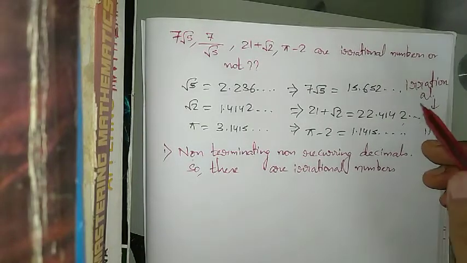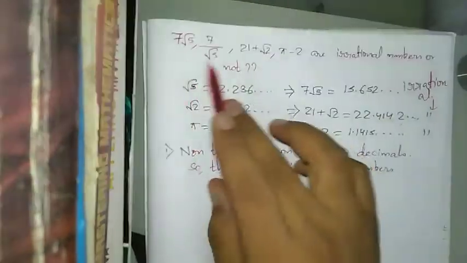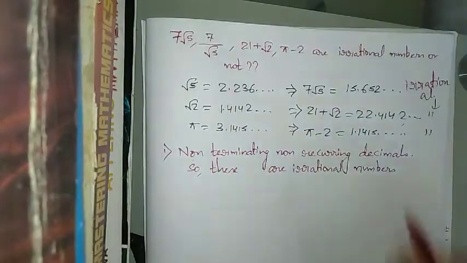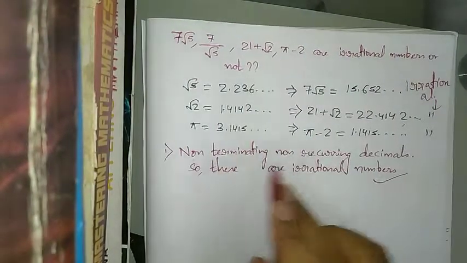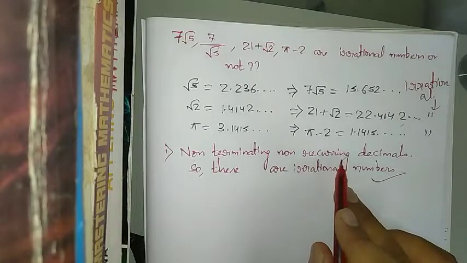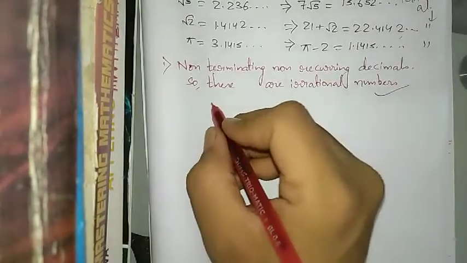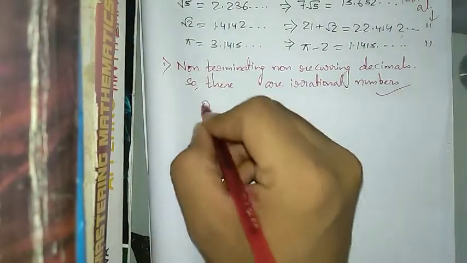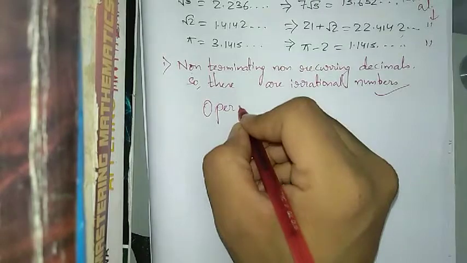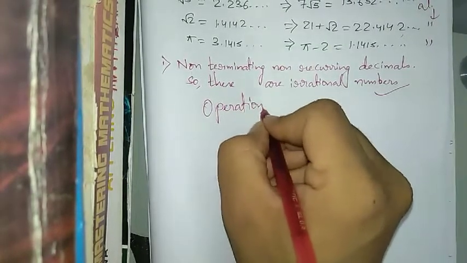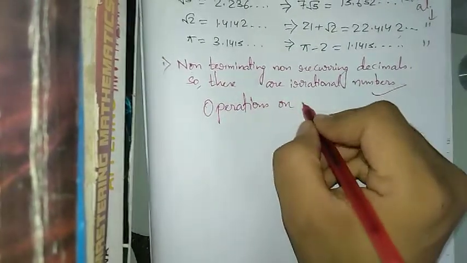Okay students, so these all four numbers over here are irrational numbers. They are non-terminating and non-recurring decimals, so these are the irrational numbers. Now we will be moving on to operations on irrational numbers.